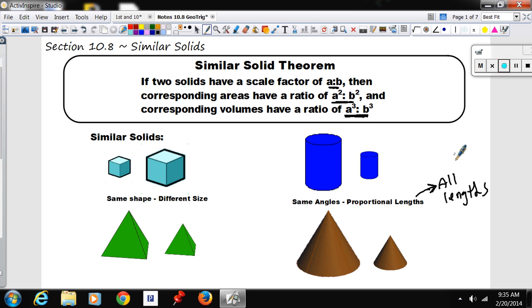Surface area is always measured in square units, so we would square the scale factor to get the area ratio. And volume is always measured in cubic units, so we would cube them to get the volume ratio. Okay, I'm going to move on so that we can get going. I can come back to this later if you need it.